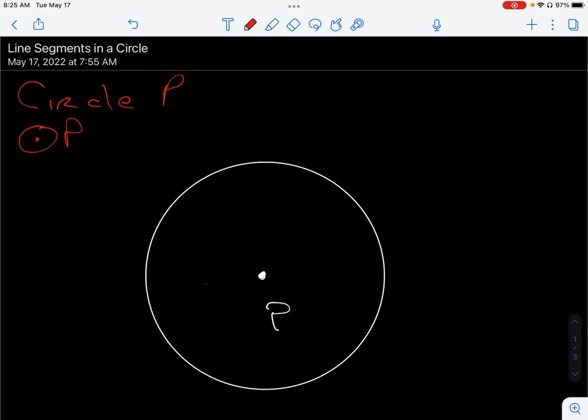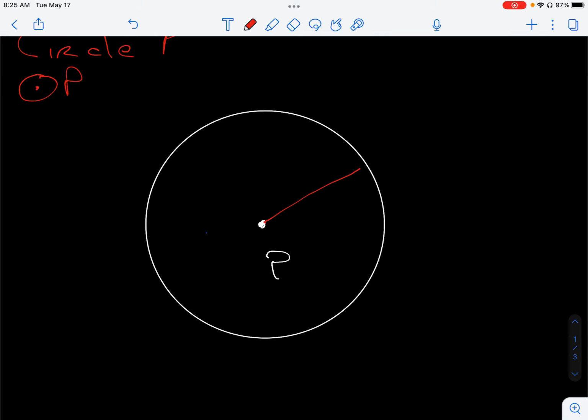Or we can write it like this. Both mean Circle P. The first segment we want to discuss is the radius.